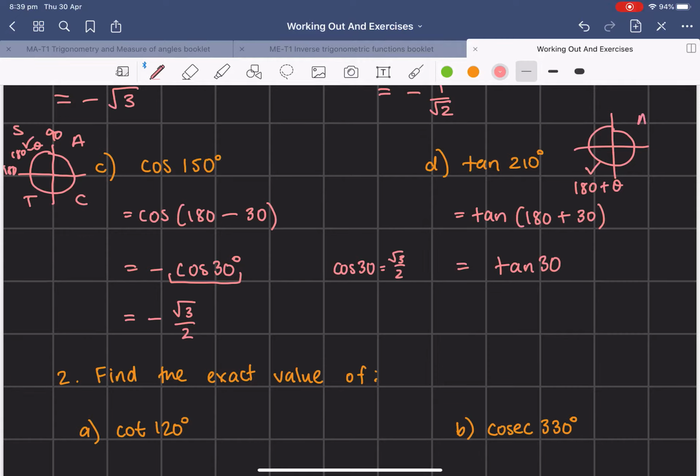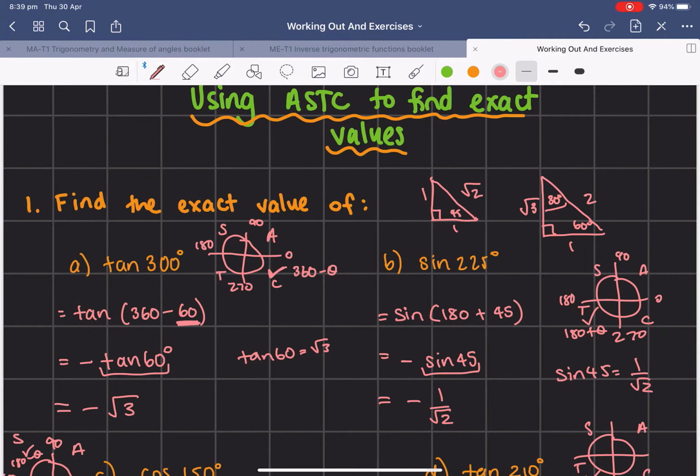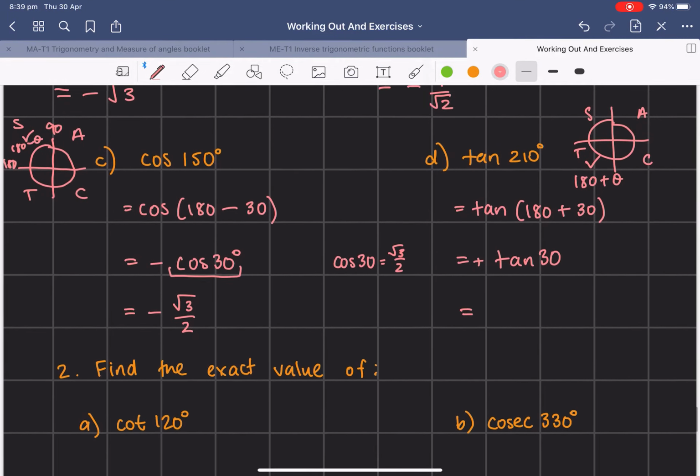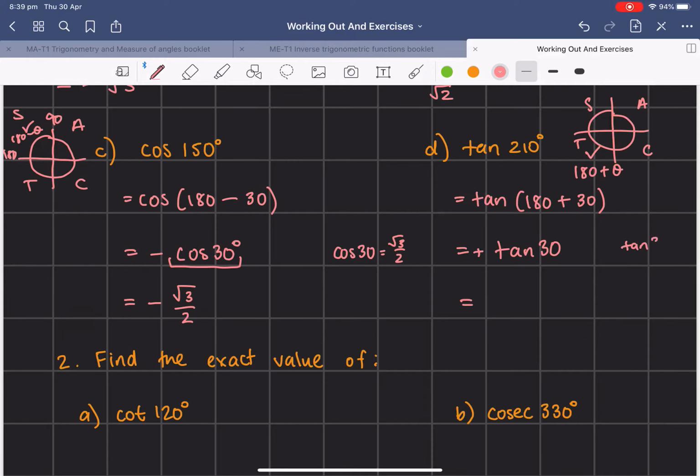And let's have a look. All stations to central. Tan is actually positive in that quadrant, so I'll just put a little plus there. So then it's just equal to tan 30. So let's go back again. Tan 30, opposite over adjacent, is going to be 1 on root 3. So it's going to be positive 1 on root 3.